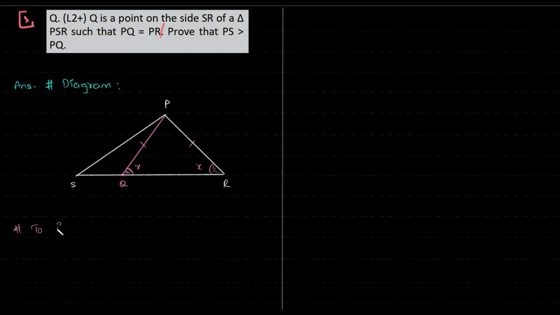To prove PS is greater than PQ. Or we can also prove that PS is greater than PR, is it not? Because PQ is equal to PR, right? Because it is more convenient, to have more flexibility of what we have to prove. So we have to prove that PS is greater than PQ. Okay, guys, now you're working. I'm not writing given. I'm just doing that in the working itself.